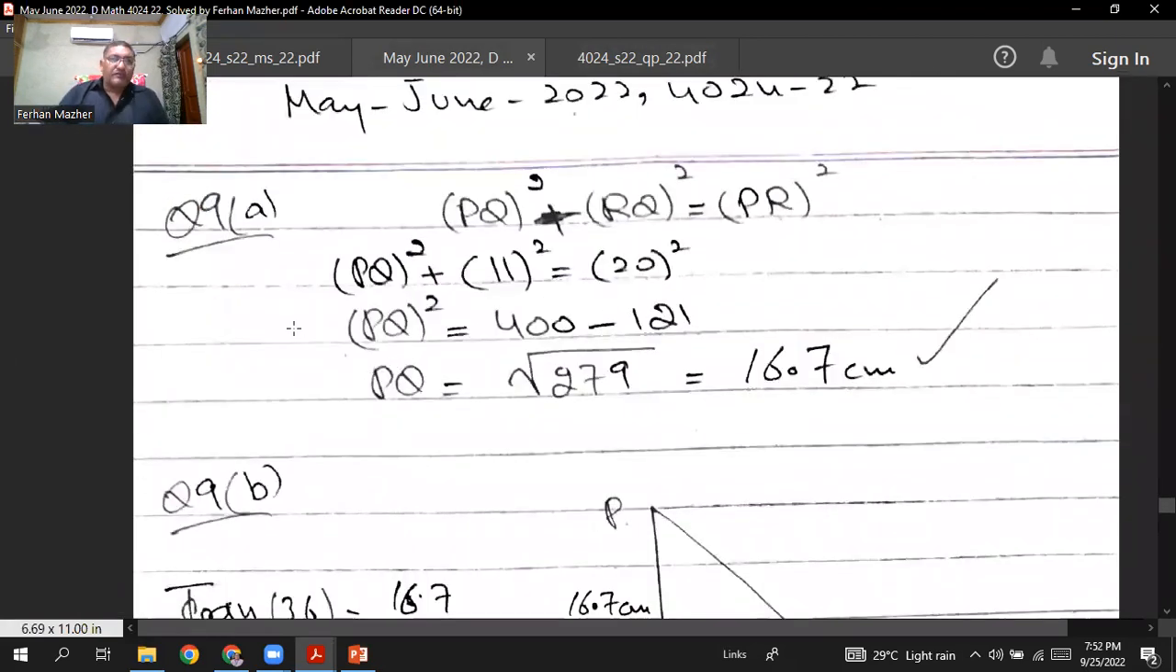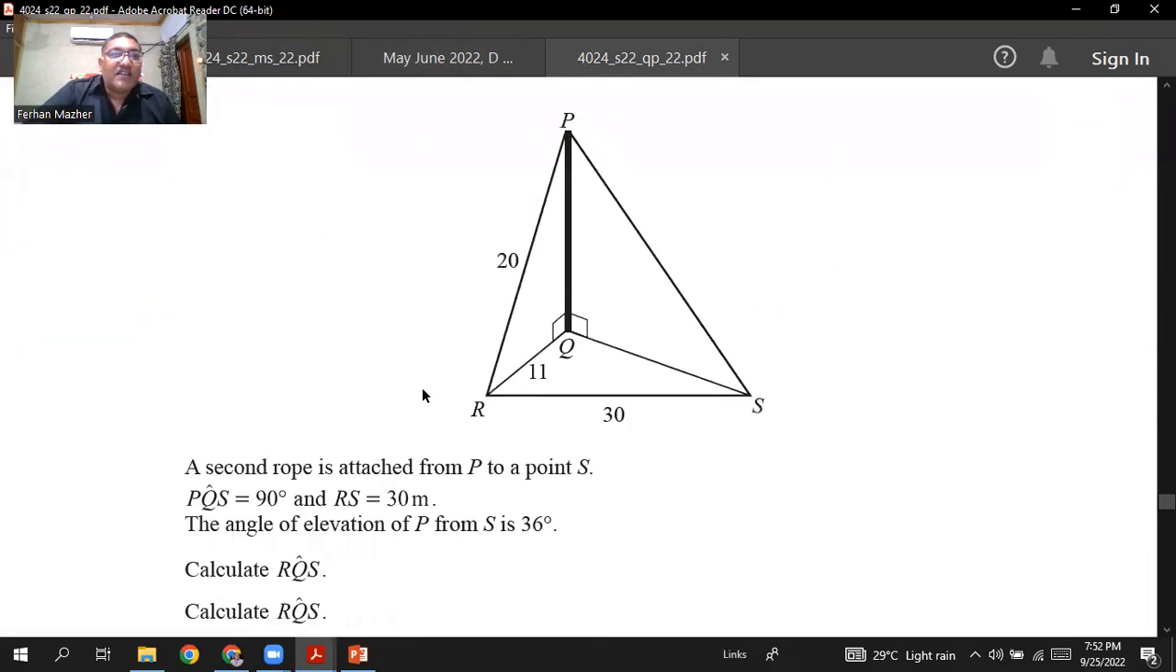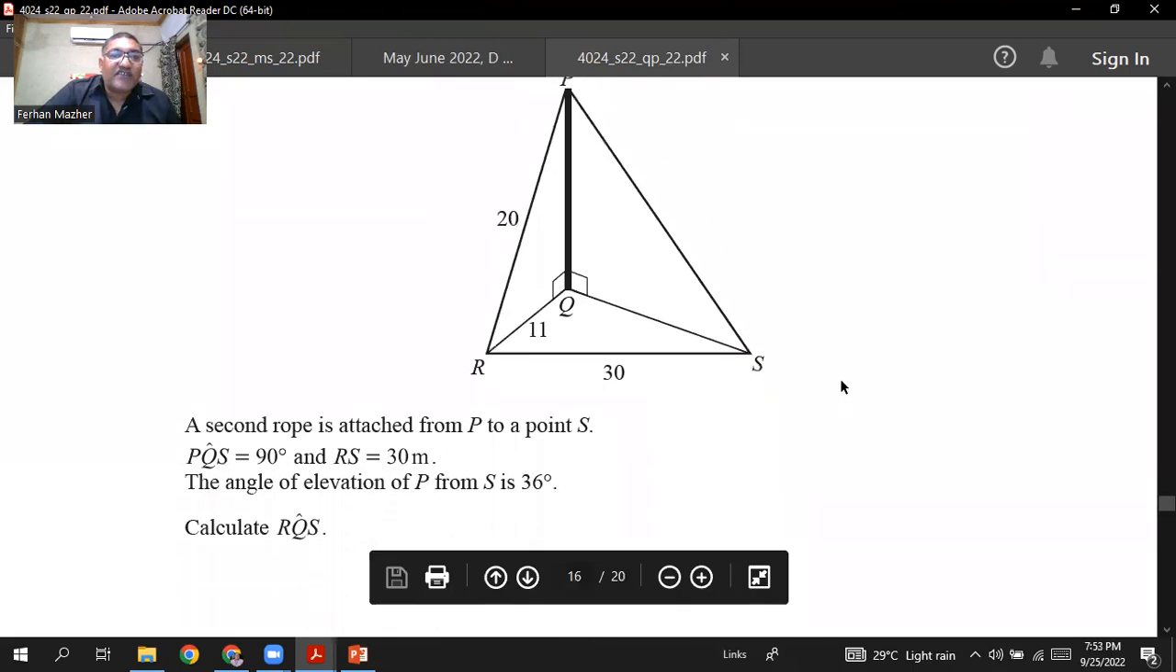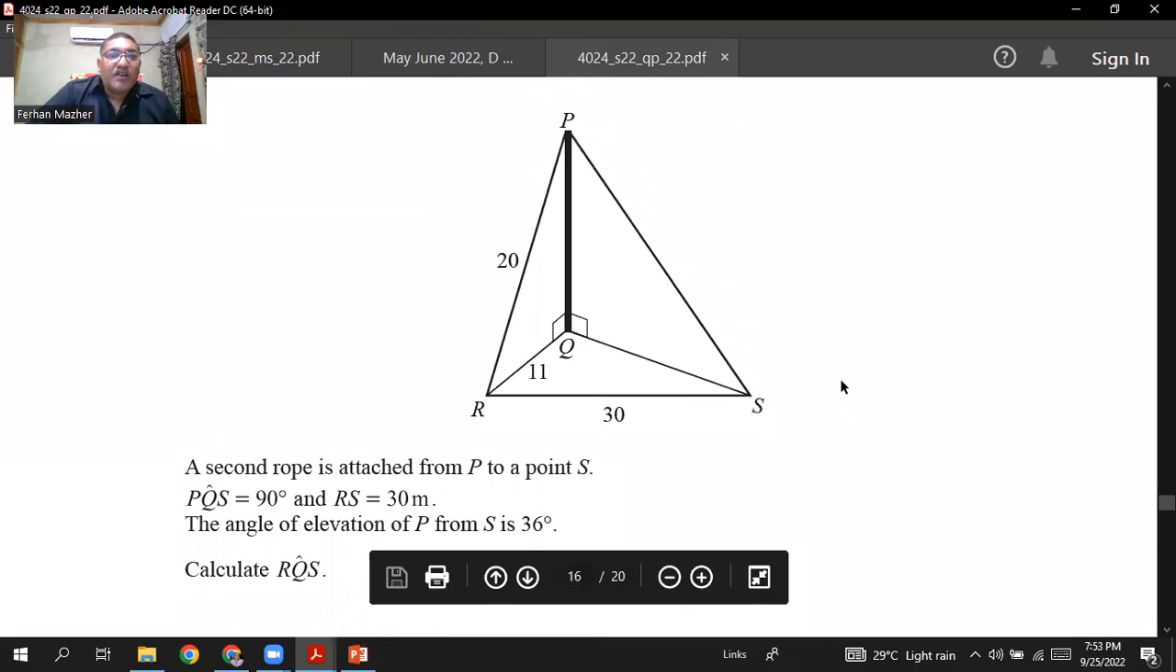Okay. So PQ square plus RQ square is equal to the PR square. You say perpendicular square plus base square is equal to the hypotenuse square. So the PQ square plus 11 square is equal to 20 square. So PQ square will be equal to 400 minus 121. So PQ will be equal to, we'll take the square root on both the sides, square root of 279, 16.7 meter. So that was what you were supposed to show. So this is done.